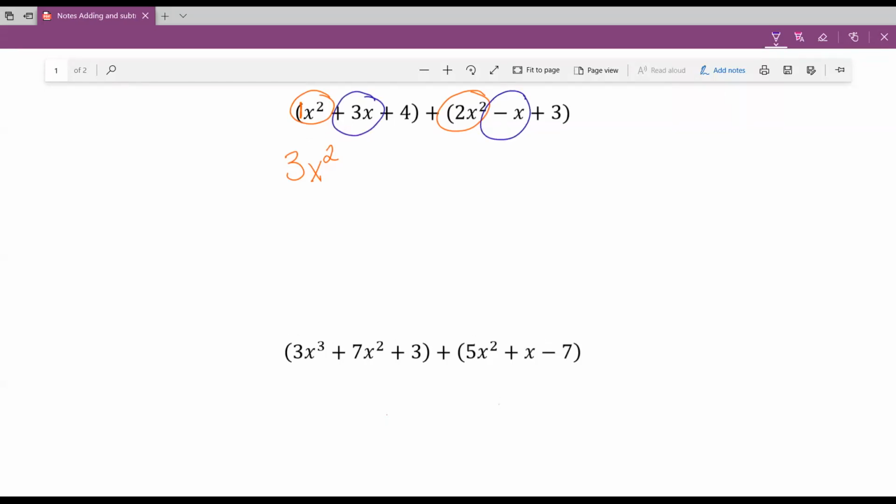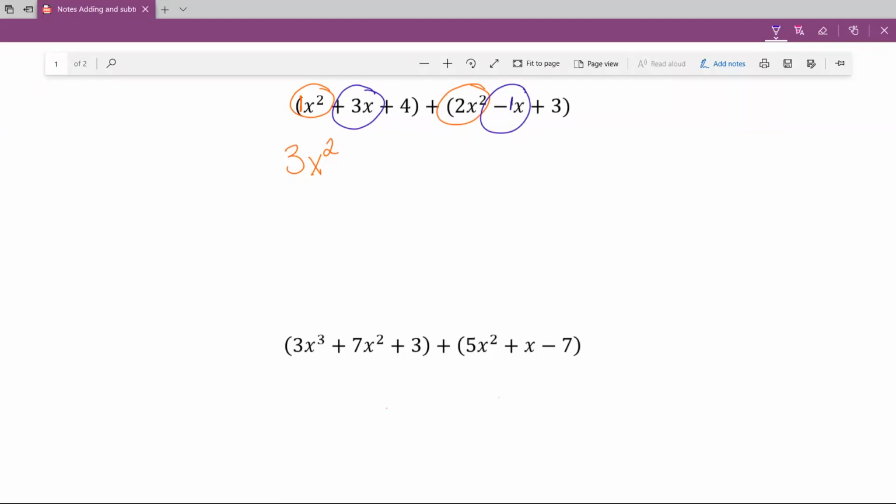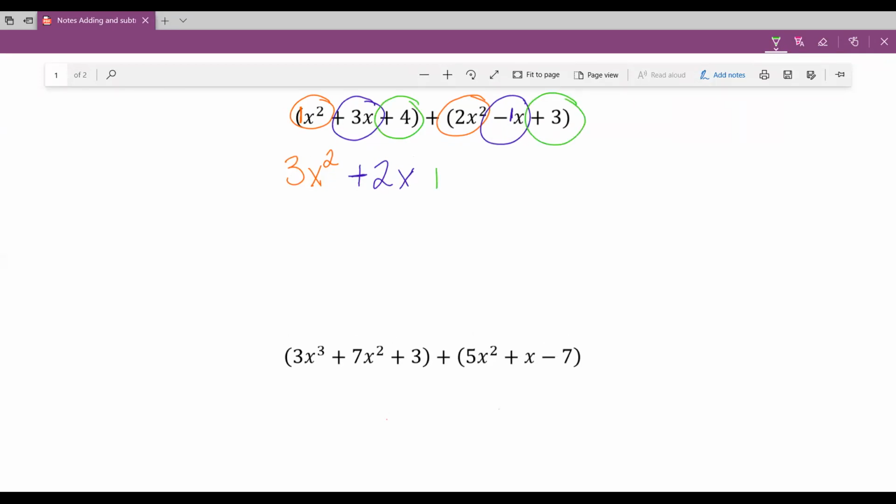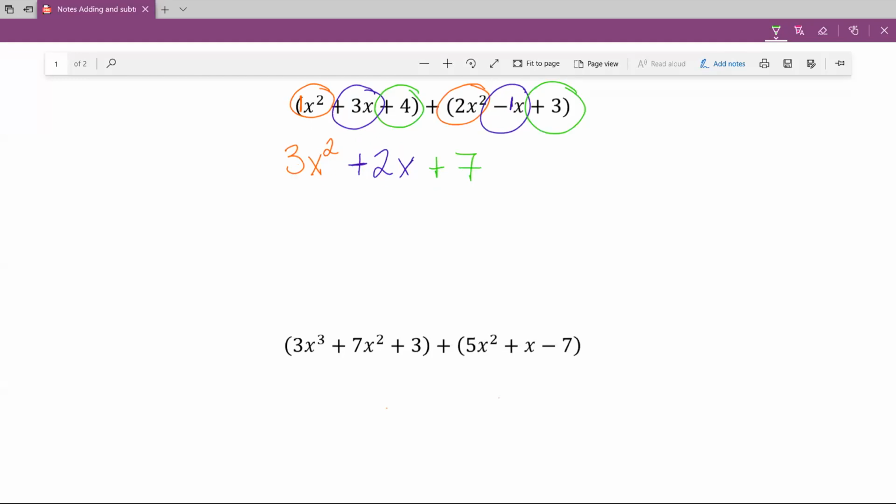Now I have a 3x and a negative x. Again, that negative x has a 1 out in front. So 3 minus 1 gives me a positive 2x. And then I have my constants, or my terms without a variable. 4 plus 3 is 7. Check my exponents. 2, 1, none. They're in the right order. So that's my final answer.